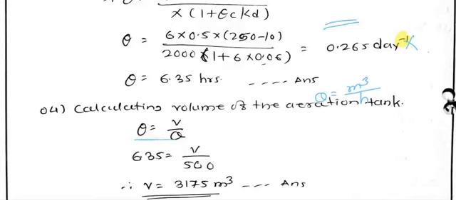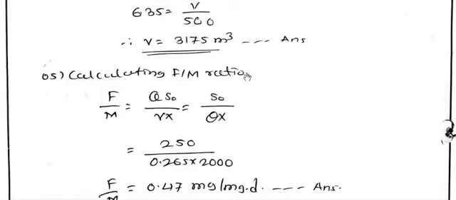Once we calculate the volume, what is the next step? What is the next question they ask? And the final one: what is the F by M ratio, that is, the food to microorganism ratio? For that we use the formulas. To calculate the F by M ratio, we have this formula: Q, wastewater flow rate, substrate concentration, volume of the aeration tank, and X. If I know these values, then with the help of this I can easily get the F by M ratio. So you put the value of Q, or if you don't want to put the value of Q, either we use this one or this one.